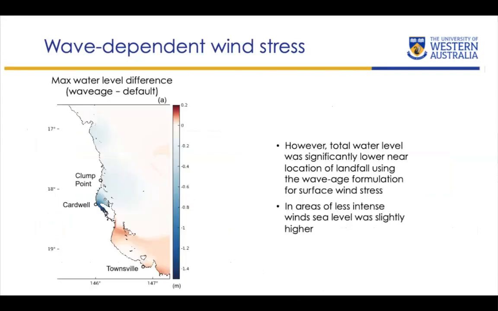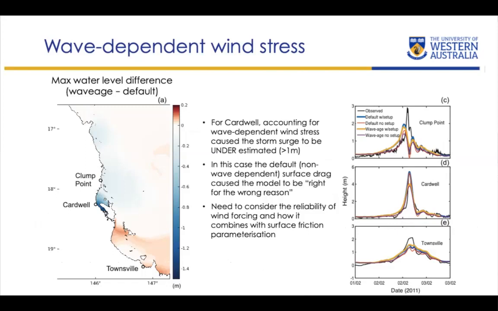But where you do have a very large difference is the total water level, which was significantly lower near the location of landfall using the wave age formulation. In areas of less intense winds, the sea level was slightly higher, but really around Cardwell, you had more than a meter reduction of water levels when accounting for the wave-dependent wind stress. This was an interesting result. And this really highlights the need to consider the reliability of your wind forcing and how it combines with surface friction. Because in this case, the default surface drag caused the model to be right for the wrong reason.